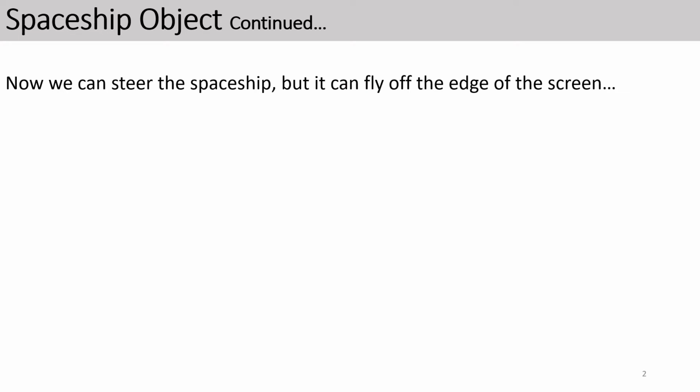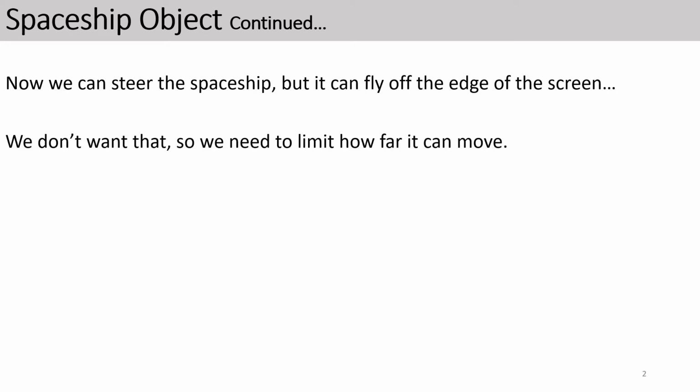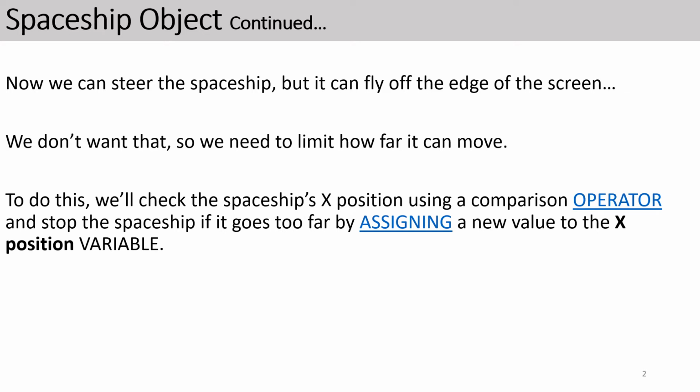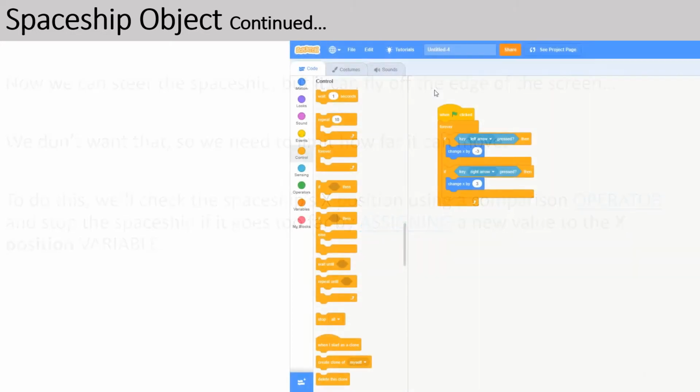Now we can steer the spaceship, but it can fly off the edge of the screen. We don't want that, so we need to limit how far it can move. To do this, we'll check the spaceship's X position using a comparison operator, and stop the spaceship if it goes too far by assigning a new value to the X position variable.